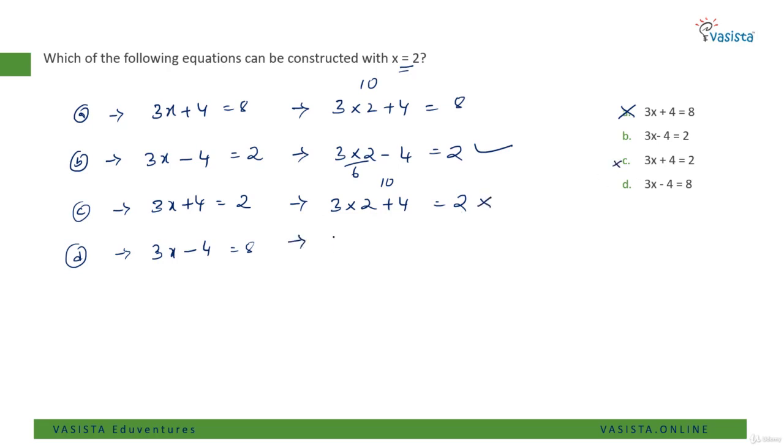The fourth option, that is 3x: 3 into 2 minus 4, 3 2s are 6, 6 minus 4 is going to be 2, but here they have given 8, so this is also wrong. So option B is what we can construct with x is equal to 2. Option B is the right one.